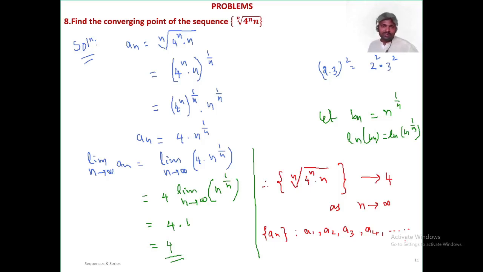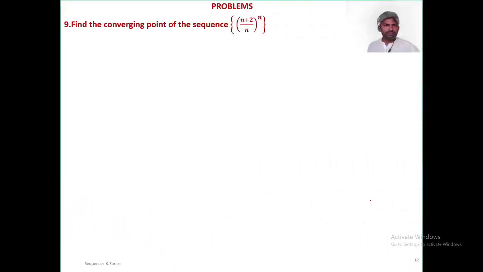Okay, converging, that means reaching to that number. So the sequence reaching to 4 as n becomes large means, if n is 1, first position, n is 2, second position, n is 3, third position, n is 4, fourth position, likewise as n becomes very large, that means if you go into a large numbered position, what will be the number at that position? So number will be 4 at that position. So that is the hidden meaning of converging of a sequence, converging point of a sequence. Okay, so therefore this sequence converges to 4 as n becomes large. So this is the 8th one. Next one, 9th problem.